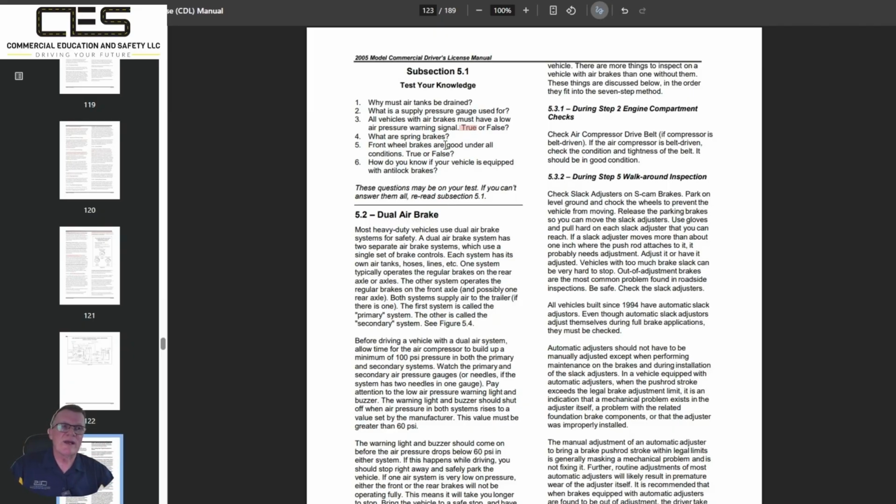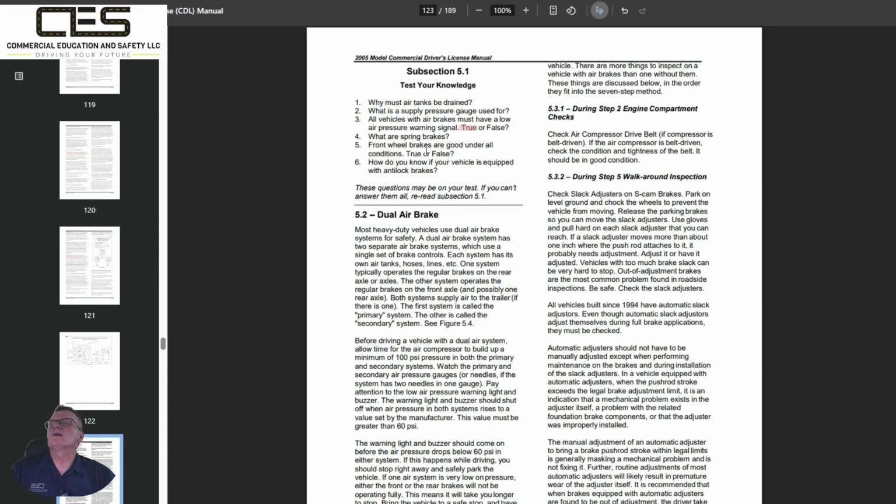What are spring brakes? The spring brakes are a mechanical brake that applies the brakes when I park or in an emergency situation. Why do we need spring brakes? Because air or fluid can leak away. Mechanical pressure is spring. Springs cannot leak away. That's why we need spring brakes.